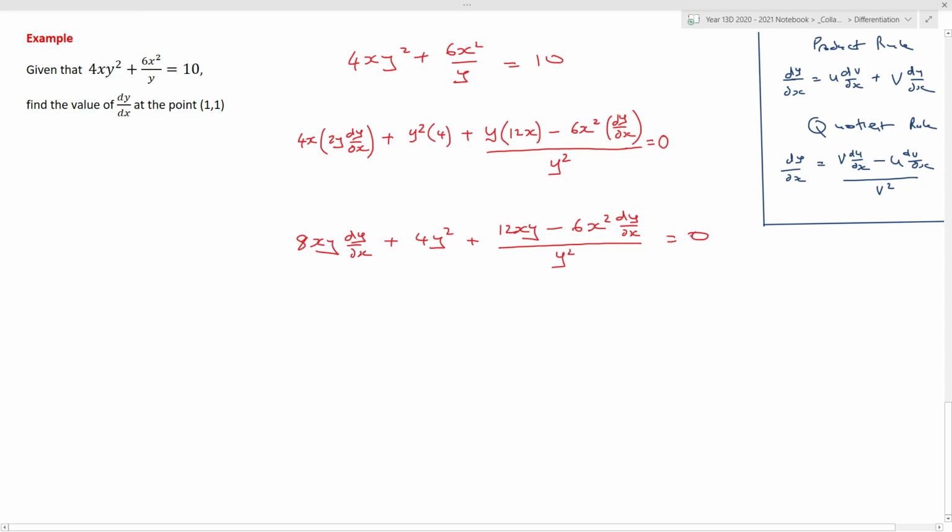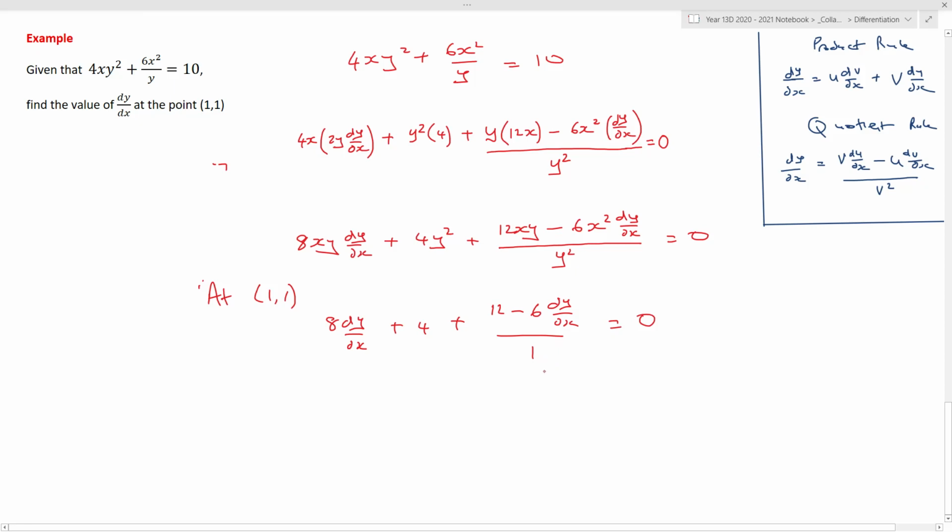Now, we could try and sort that out in terms of dy by dx, but there's no real need, because the question says find the value of dy by dx at the point 1, 1. So if we substitute, it's going to give us much easier terms to work with. So let's do that. At 1, 1, we've got 8 dy by dx plus 4 plus 12 minus 6 dy by dx, all over 1, is equal to 0.